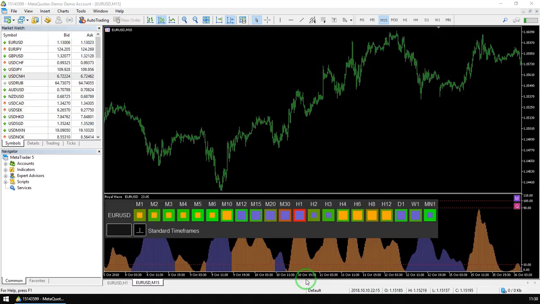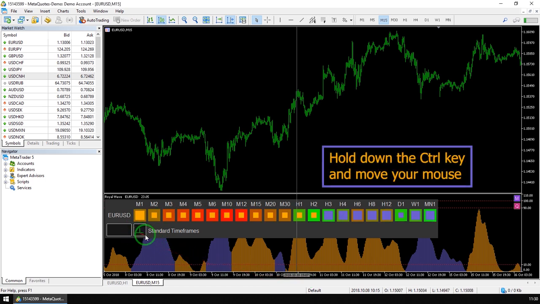By default, this matrix is drawn based on the current bar in all timeframes. To analyze my chart, I'm going to click this button, hold the Control key and move my mouse so that I can browse the history data on the matrix.